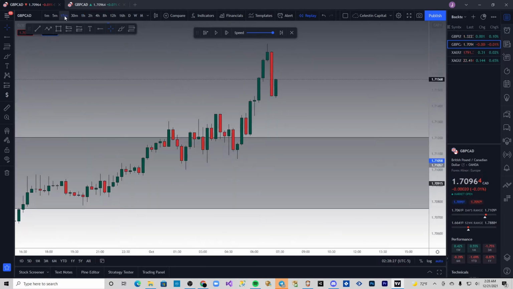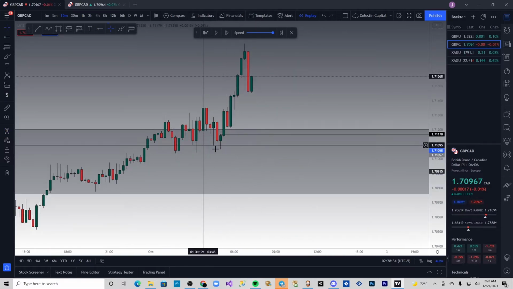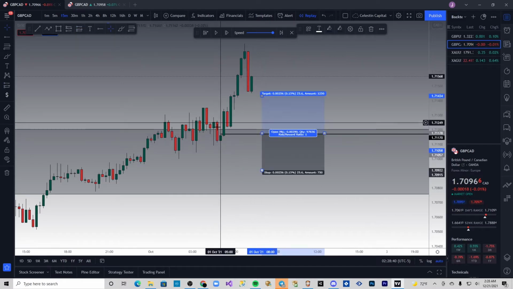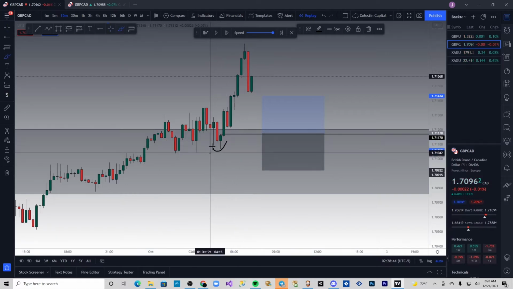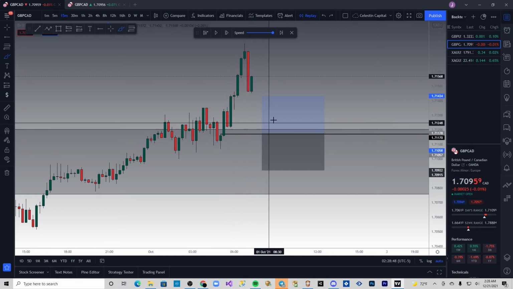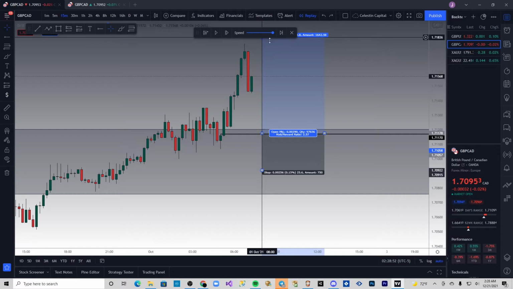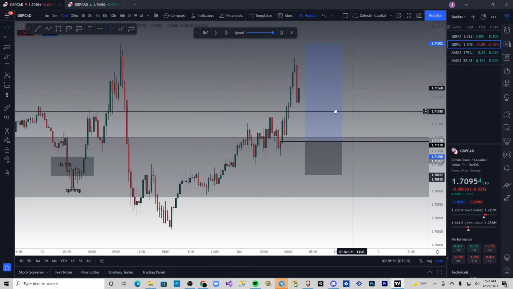And if we actually go down a bit, we see we have this unmitigated OB right here, order block, that we can position ourselves to get into. This order block liquidated this previous low over here, this previous candle, and it continued to the upside. So that's a nice confirmation for us. So we're going to get in on the tap of the zone, and we'll target this up here.